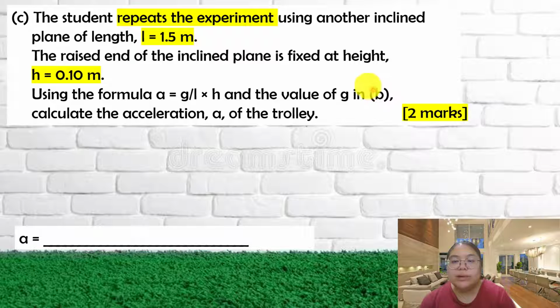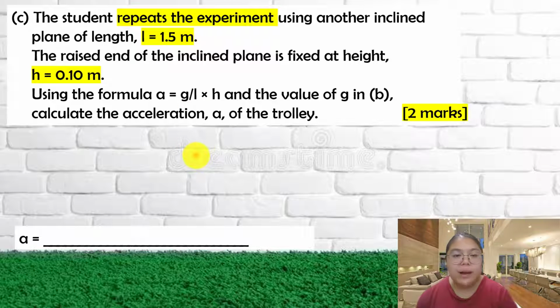So the value of the g you need to use from just now, the answer from part B. Calculate the acceleration, so a is the acceleration. Okay, so from here, some students will ask, g over L, is it the gradient? Actually there's a gradient, but the problem is now the L changes to 1.5, because just now when we found the gradient, it was 2 meter.